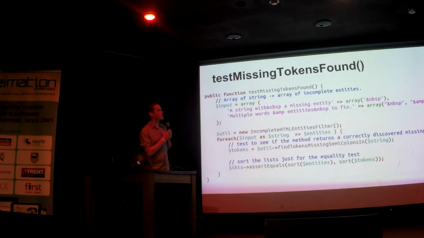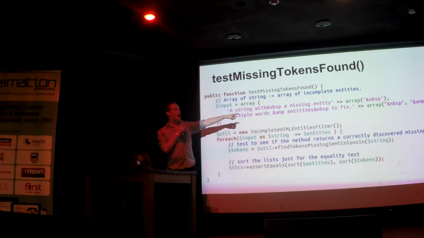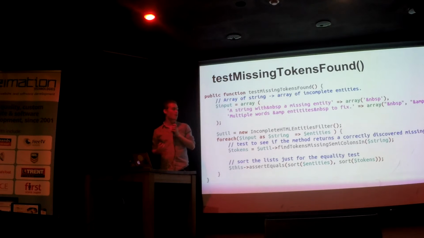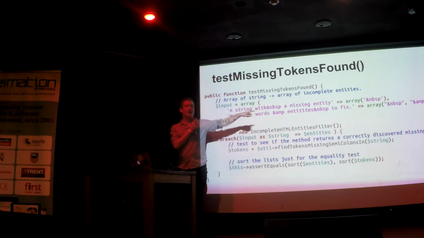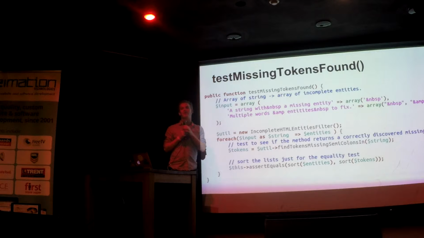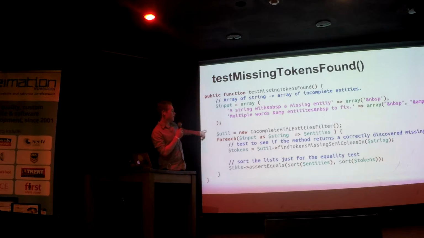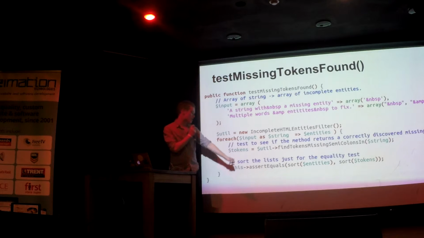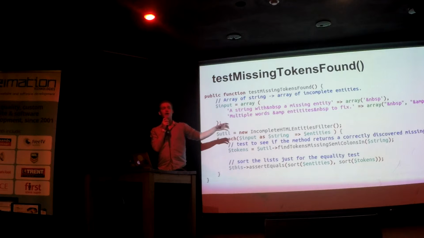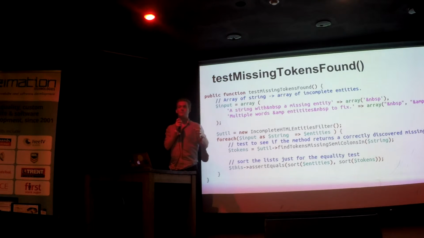Now here I'm starting to use PHPUnit. What I've got is a series of input data and some strings, and I've put at the end here an array of the entities I'm expecting my method to find. In the first one here, I'm expecting a non-breaking space, and in the second example, I'm expecting it to find both the non-breaking space and an ampersand. Now, further down here, I'm using my filter, and I'm actually asserting that the array returned out of my method matches my expected entities. Okay?